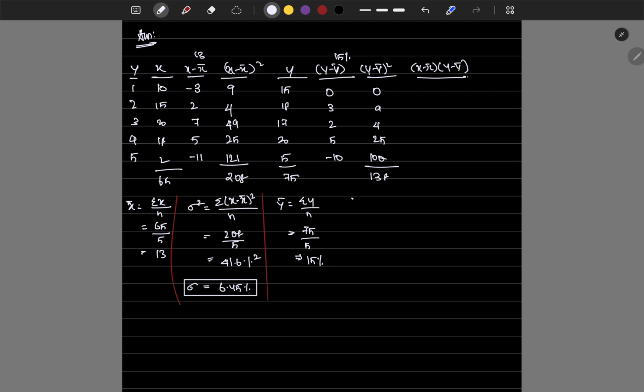Sigma square is equal to 138 divided by 5, which becomes 27.6 percentage square. Square is very important. We have to put a square mark here. 27.6 percentage square. Take the root of this, and 5.25 is the standard deviation here.